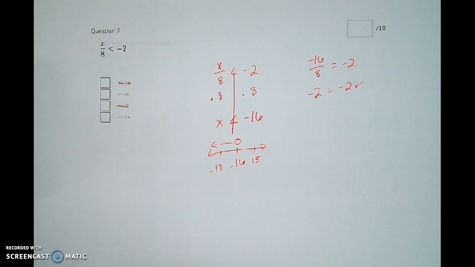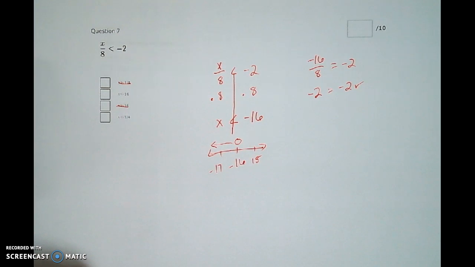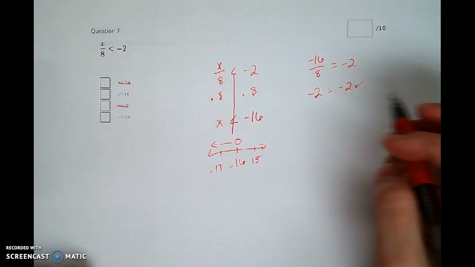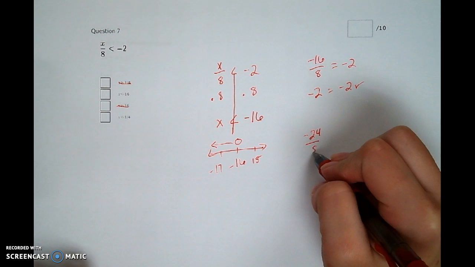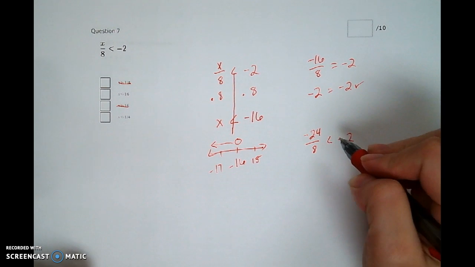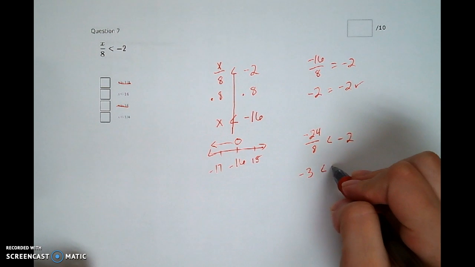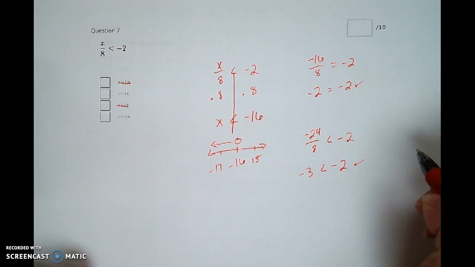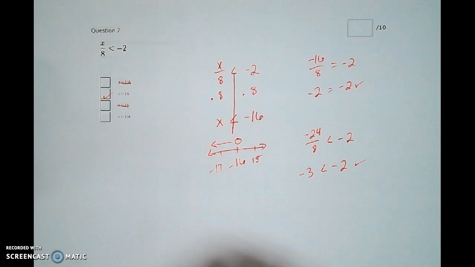You can pick anything over there. If you wanted to pick like negative 17, that would be fine. Since I know I'm going to be dividing by 8, I'm going to choose something that's a factor of 8. So I'm actually going to choose negative 24. So I have negative 24 over 8 is less than negative 2. Negative 24 divided by 8 gives me negative 3. Is negative 3 less than negative 2? Yes, it is. So both of those are correct, so I can go ahead and select my answer choice.